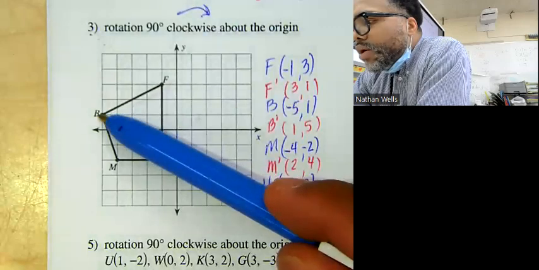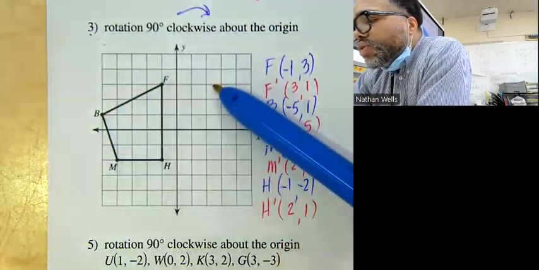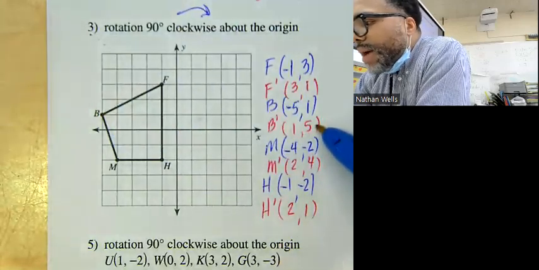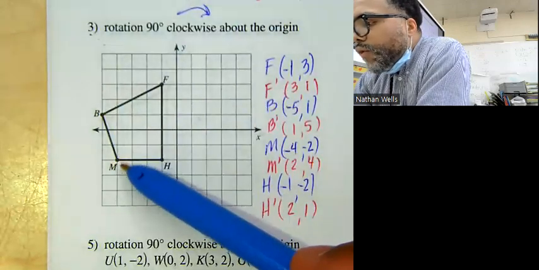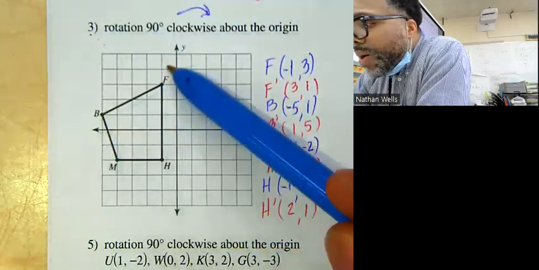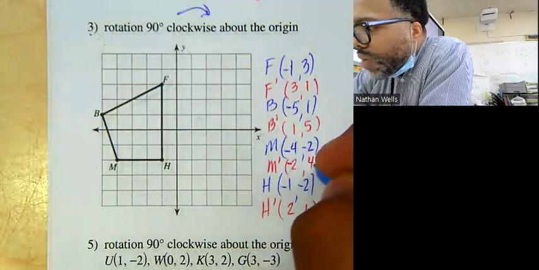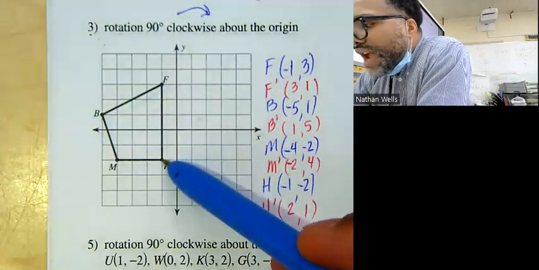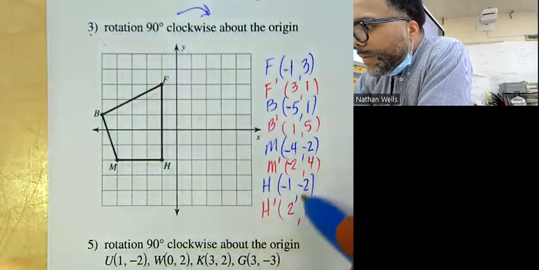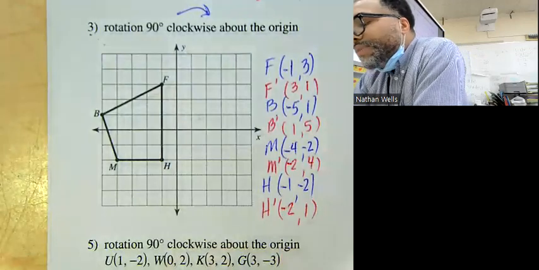B, same thing. 90 degrees to the right, 1 quadrant to the right is going to end up over here. X values are positive, Y values are positive. M is going to go from the 3rd quadrant to the 2nd quadrant. My X values are negative, my Y values are positive. So for M, X values are negative, Y values positive. H, same thing, is going to go from here, 1 quadrant to the right is up. X value is negative, Y value is positive.